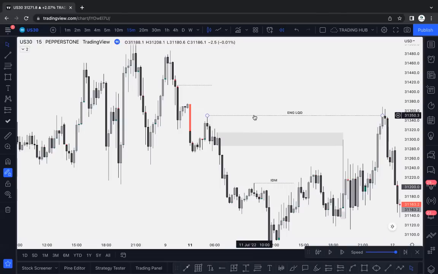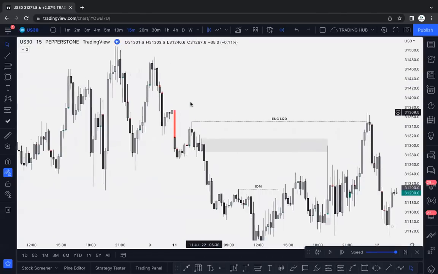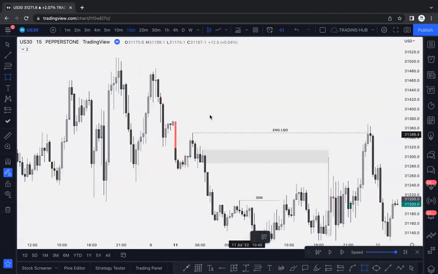After this engineering liquidity, where is our order block? You can see here, the first order block is here, with an available minor imbalance.